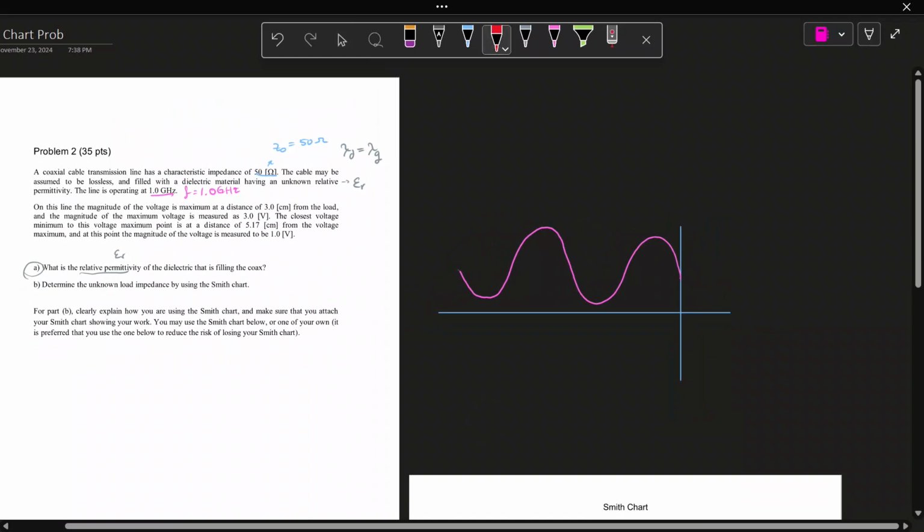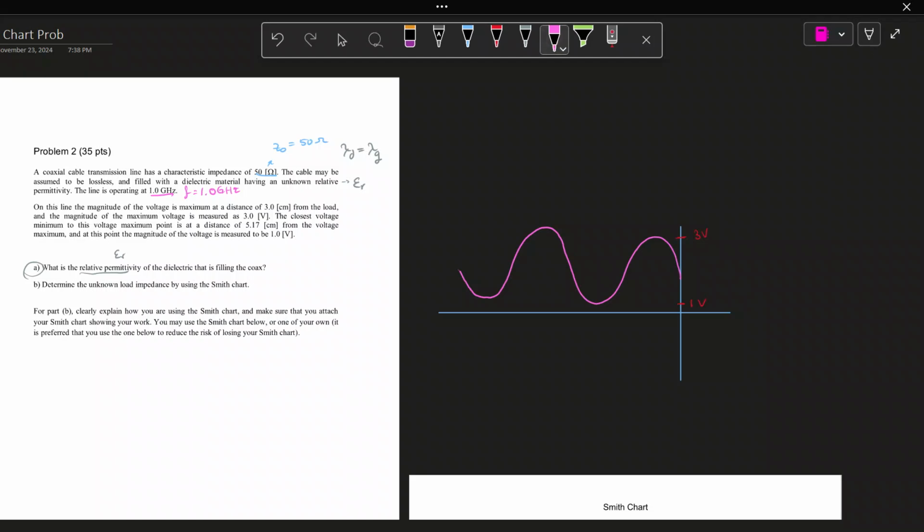So what do we know? We know the max voltage is 3 volts, and our min voltage is 1 volt. But where exactly do they occur? The voltage max happens at a distance of 3 centimeters from the load. Where's the load? The load is this position. You're starting at the load and your wave is going to the left, and over here is the source, our generator.